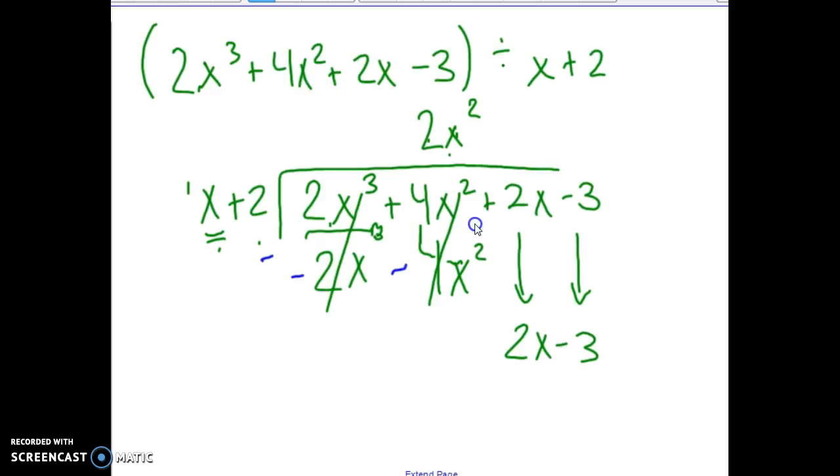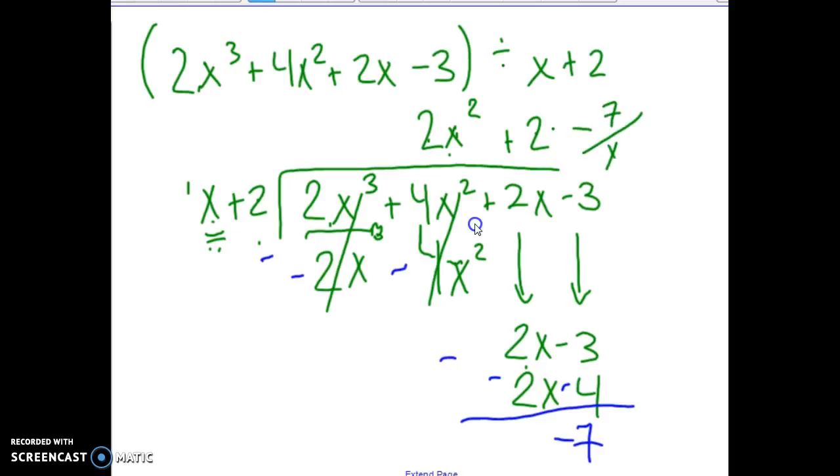So then I ask myself, x times what is 2x? Positive 2. Then I multiply. 2 times x is 2x. 2 times 2 is 4. Then I subtract, which means this changes to a negative, as does this. I subtract, I get negative 7. X times nothing will give me negative 7. So my remainder is negative 7 over x plus 2. There is my final answer.